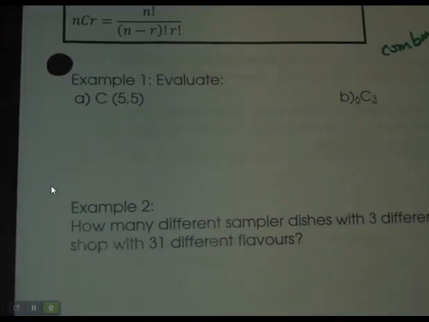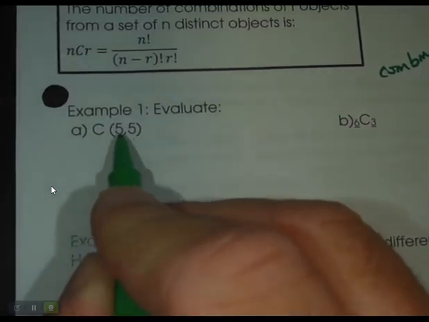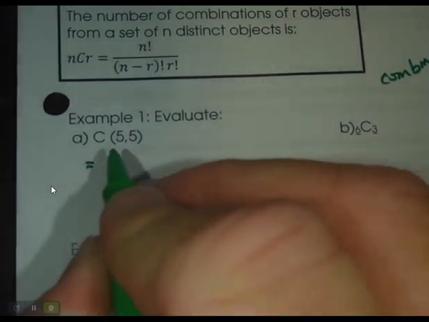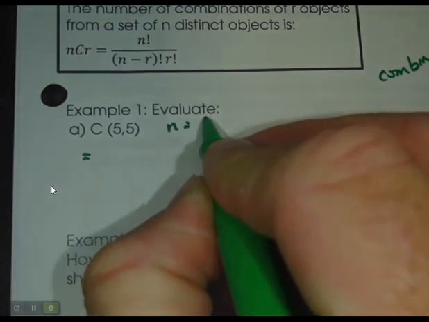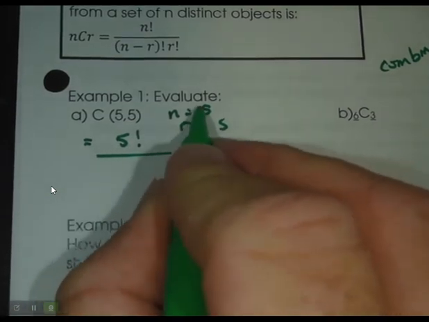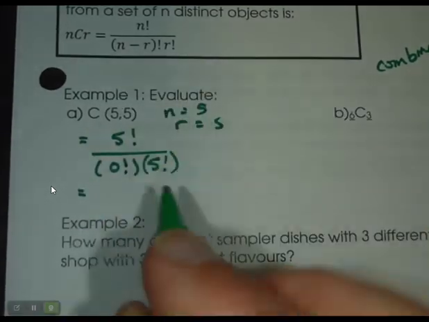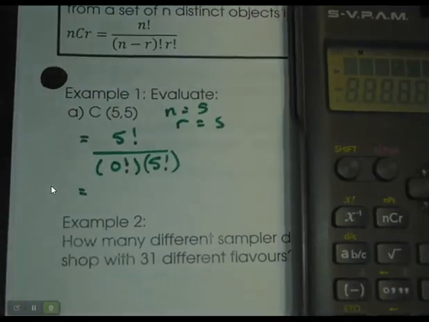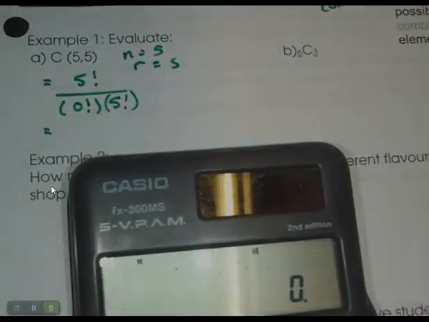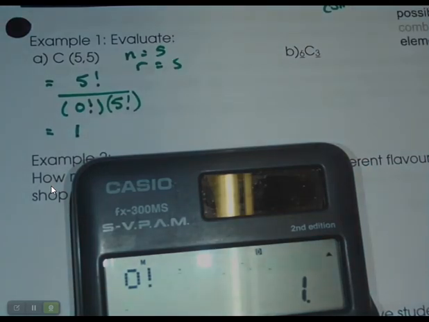The first question here is just straight calculation. So what does this mean? I'm going to do the long form, but we'll understand what it means. My n is 5, my r is 5. So I'm going to have 5 factorial over 5 minus 5, which is 0 factorial, and then 5 factorial. If I do 0 factorial on my calculator, 0 factorial is 1. So this actually ends up being 1.